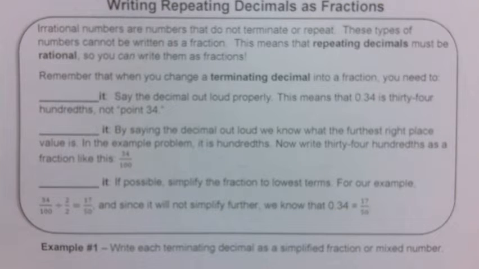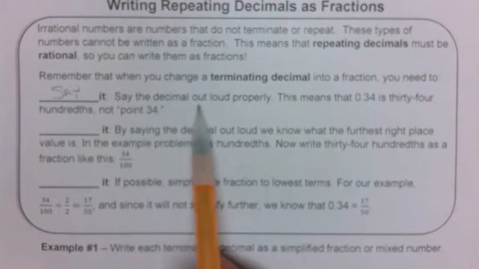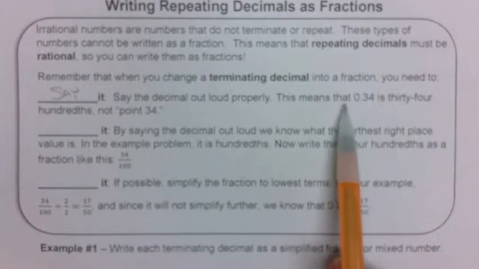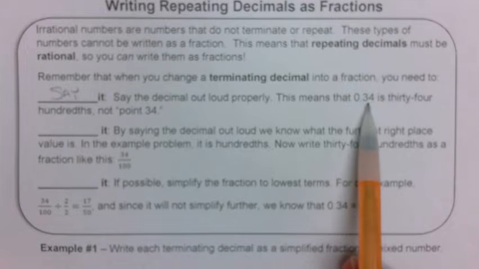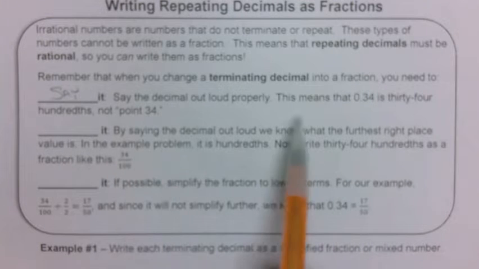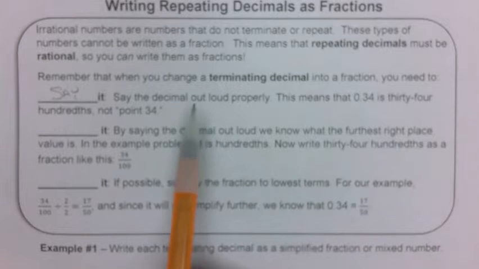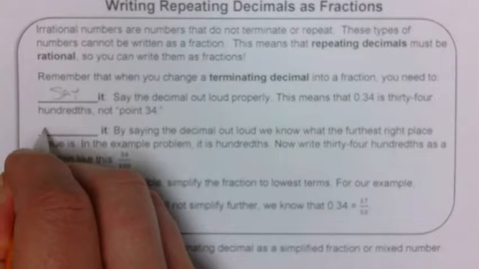All right, back in the fall, at the very beginning of the school year, we looked at terminating decimals and we learned how to write those as fractions. Remember that when you change a terminating decimal into a fraction, you need to first say it. Say the decimal out loud properly. This means that 0 and 34 hundredths is 34 hundredths and not 0.34. So make sure that you know how to say your decimals properly. If you can say the decimal properly, then you can write it.